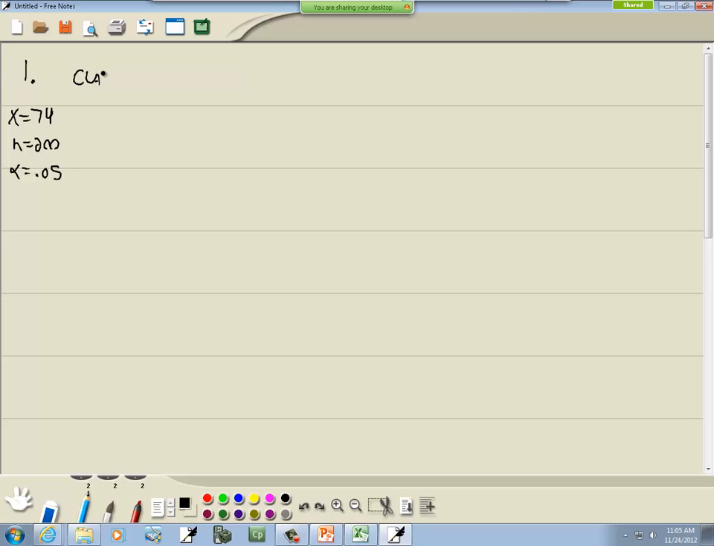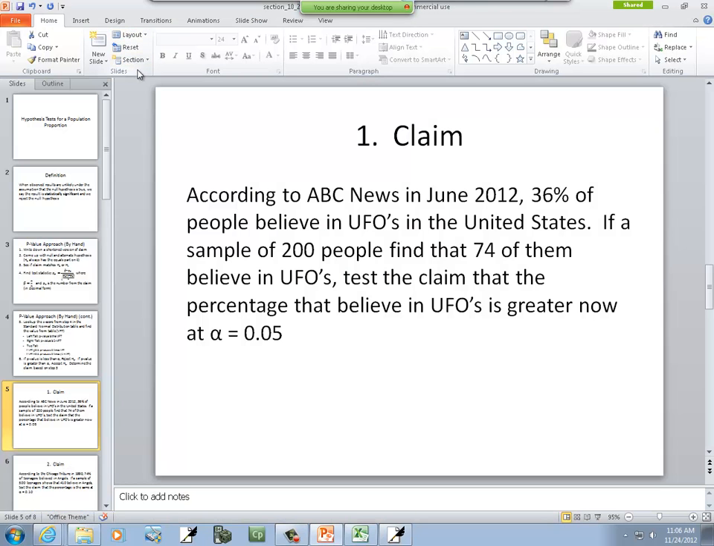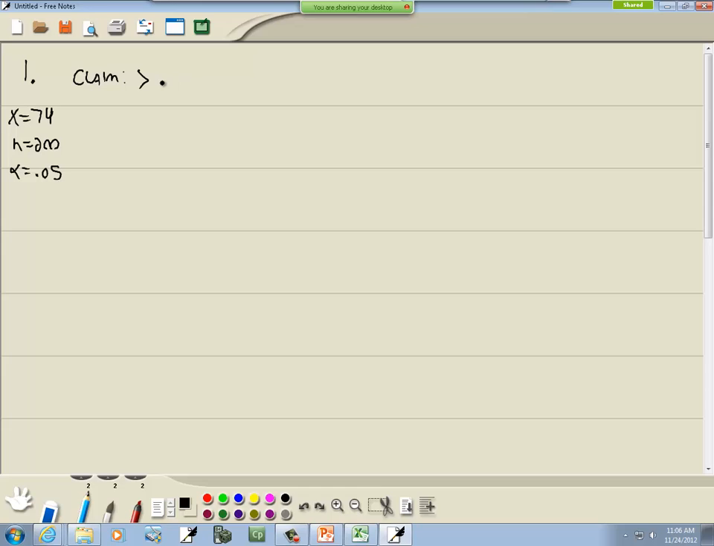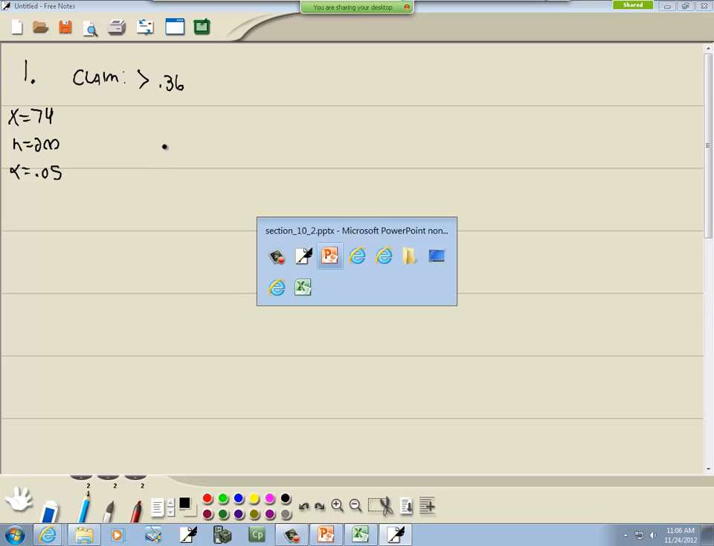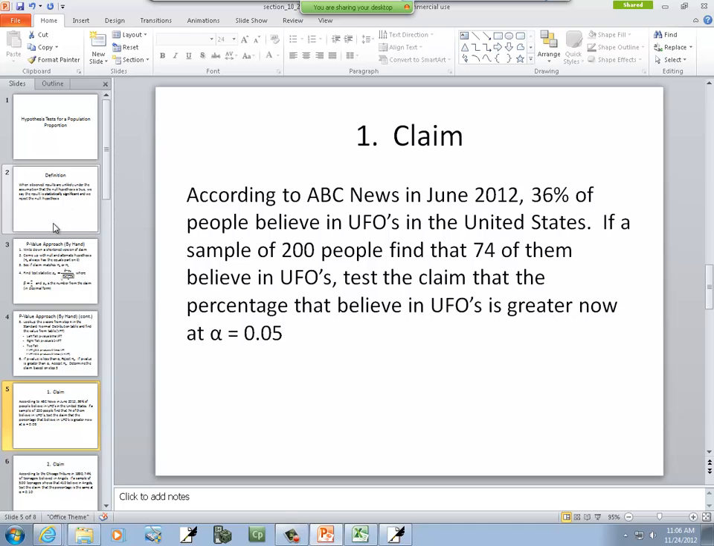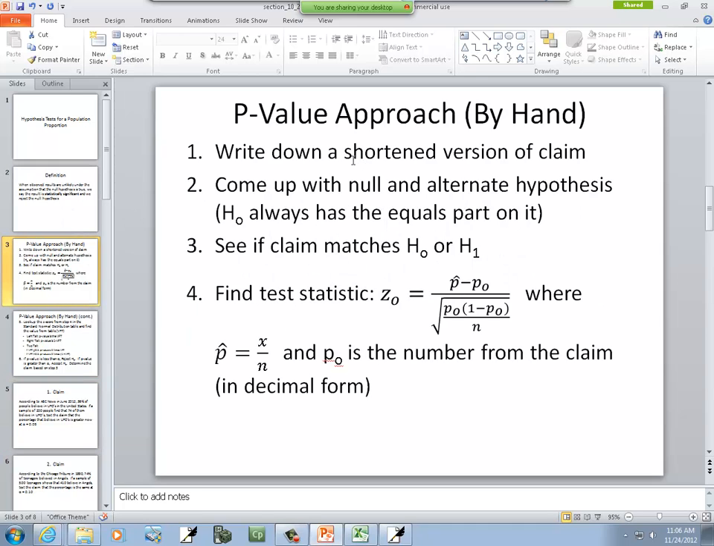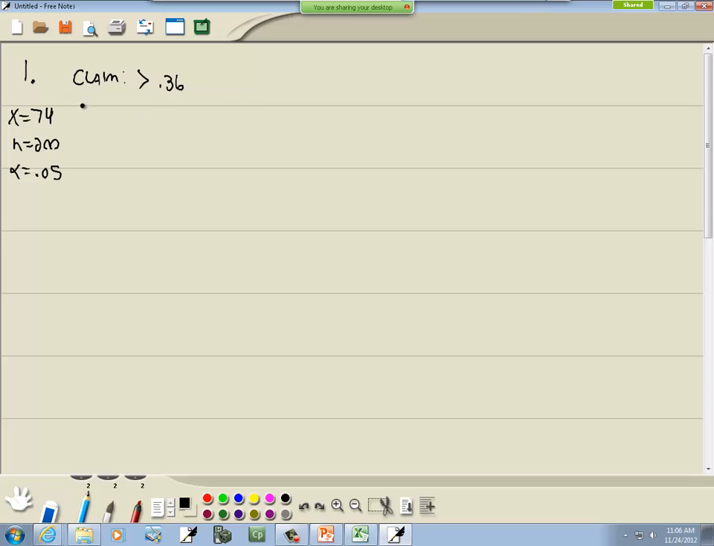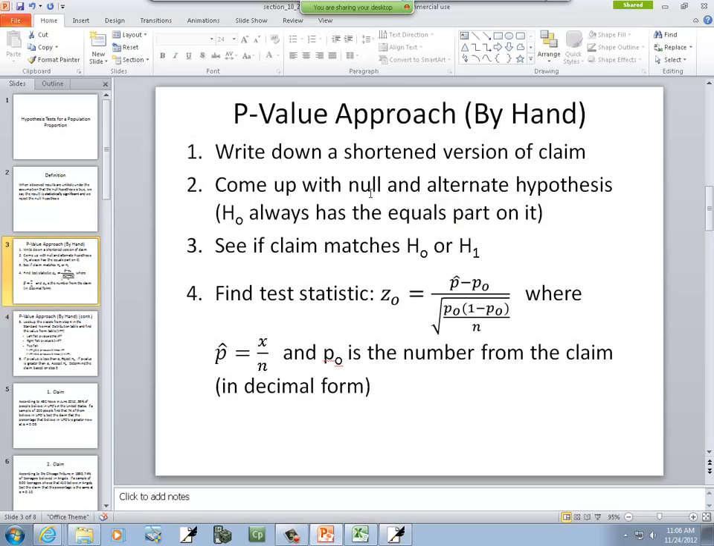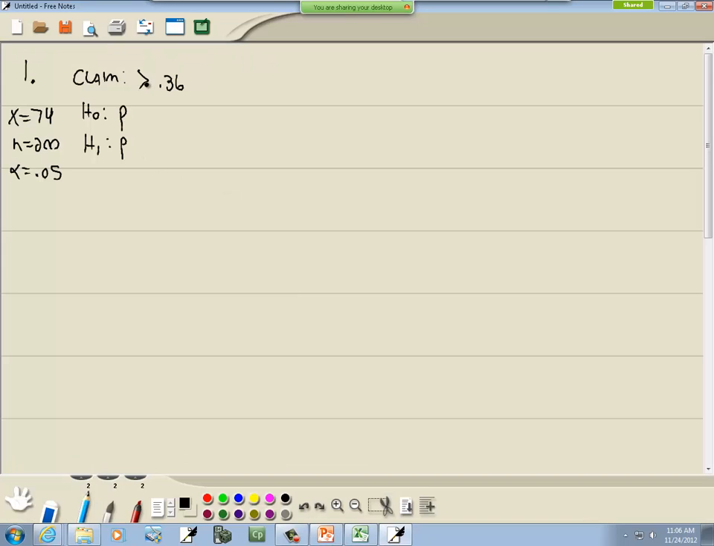So my claim is it's greater than 36%. Go back up to my steps. Step 1, write down a shortened version of the claim. Can't get any shorter than that. These are P's. Now it says come up with a null and alternate hypothesis. This is a greater than, so it's going to go here. If this is greater than, then this will be a less than or equal to.